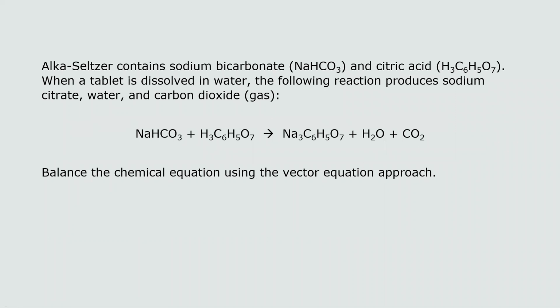Here's our problem. Alka-Seltzer contains sodium bicarbonate, or NaHCO3, and citric acid, H3C6H5O7. When a tablet is dissolved in water, the following reaction produces sodium citrate, water, and carbon dioxide gas. So our reaction is NaHCO3 plus H3C6H5O7 reacts, so I have the arrow, to become Na3C6H5O7 plus H2O plus CO2.